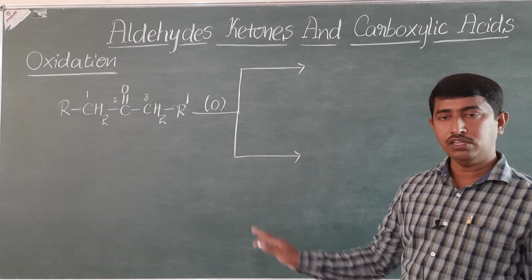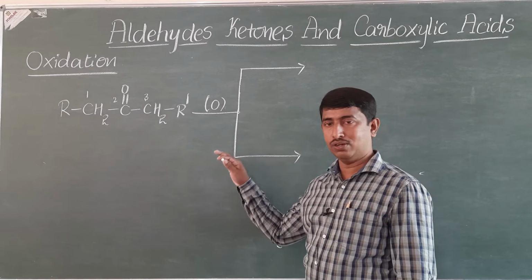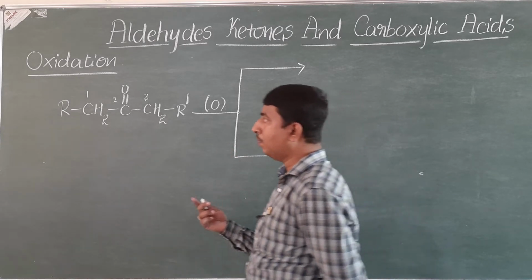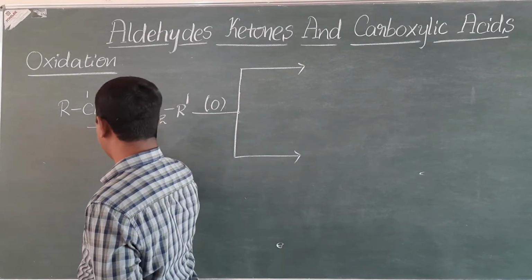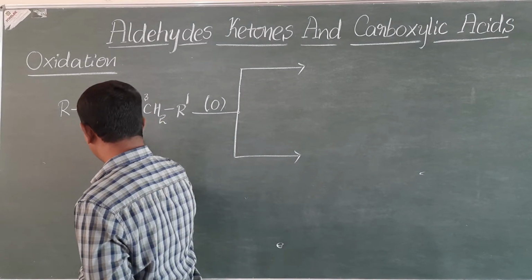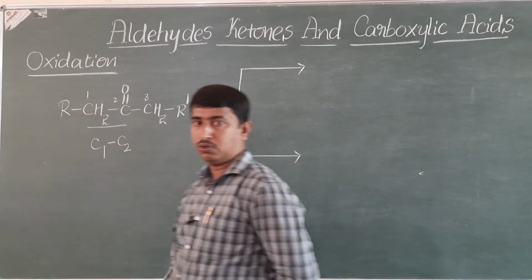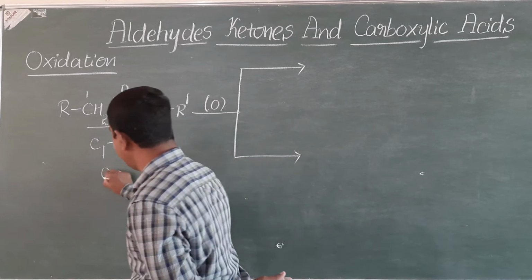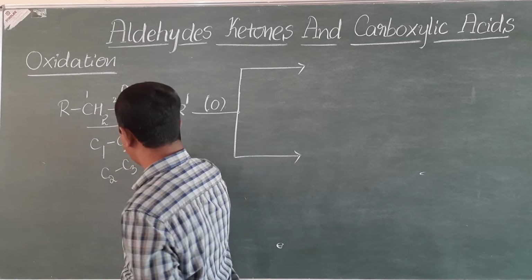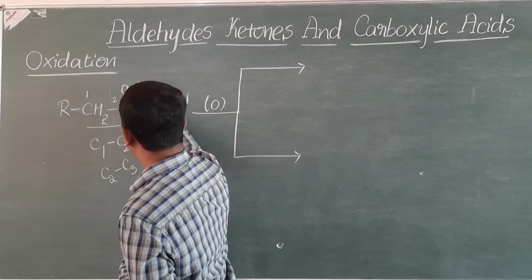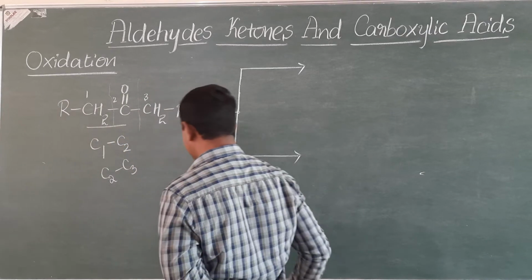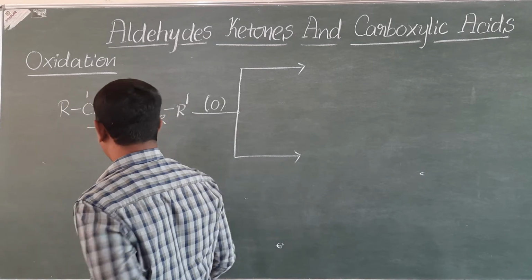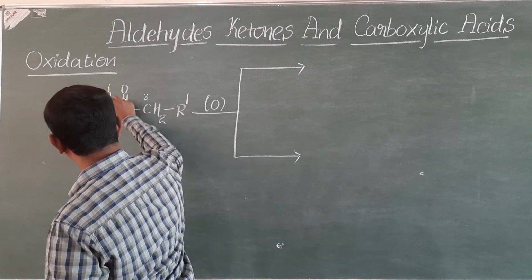Now, we know that during the oxidation of ketones, cleavage of the carbon-carbon bond takes place. So, carbon-carbon bond cleavage can take place at C1, C2, or C2, C3. So, bond cleavage can take place here or in this position. Let us consider C1, C2: cleavage of the carbon-carbon bond at C1, C2, this bond.